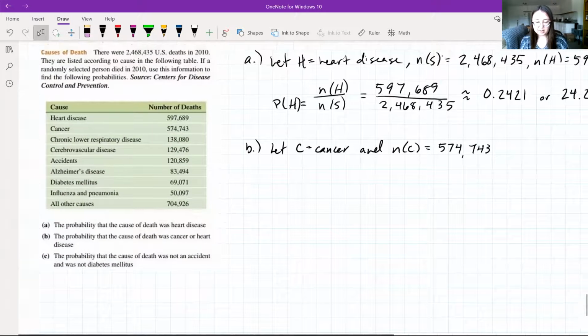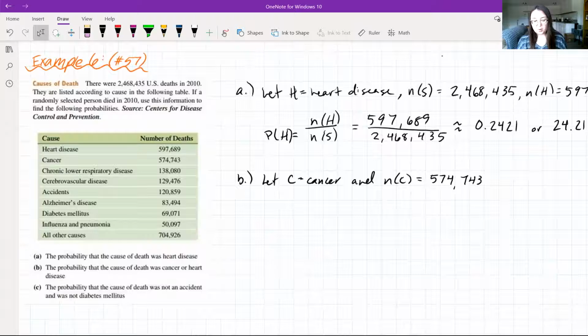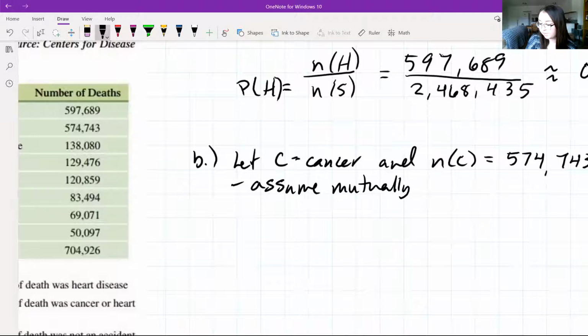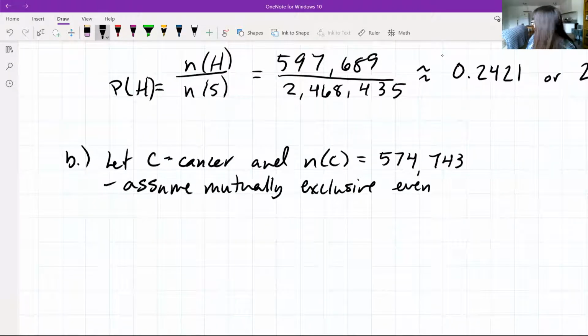So if we want to find the probability that it was cancer or heart disease, we know that taking the union will take into consideration one or the other. But we know that union also considers both. For the sake of our problem, we're going to assume that these are mutually exclusive events. We're going to assume that if someone dies of heart disease, it's not also because of cancer. So, we say assume mutually exclusive events.